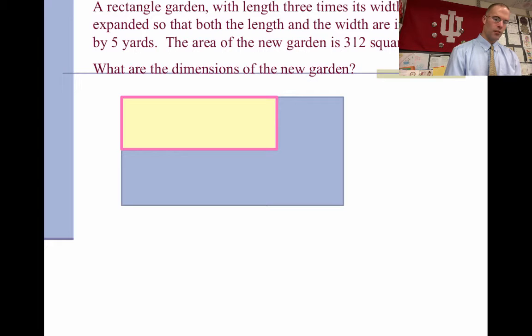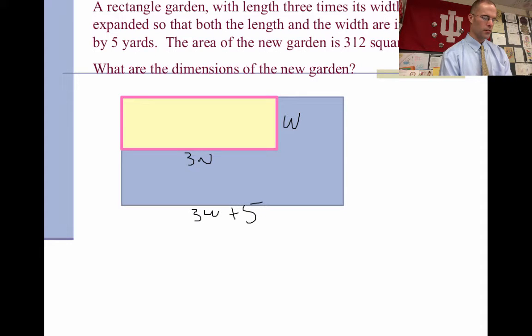Alright, a rectangular garden with the length 3 times the width is to be expanded so that both the length and the width are increased by 5 yards. So the length is 3 times the width, and this is the width. So down here, this is going to be expanded by 5. So this is 3W plus 5, and then this is just W plus 5. The area is going to be 312 square feet. So same problem we did before.